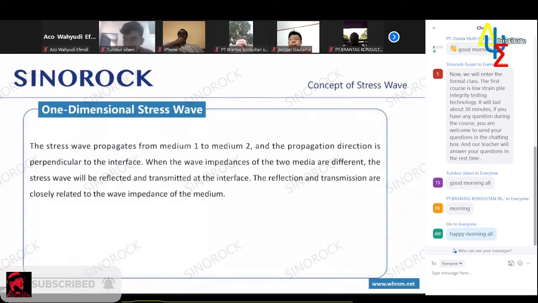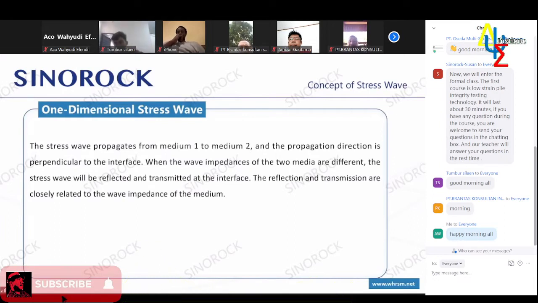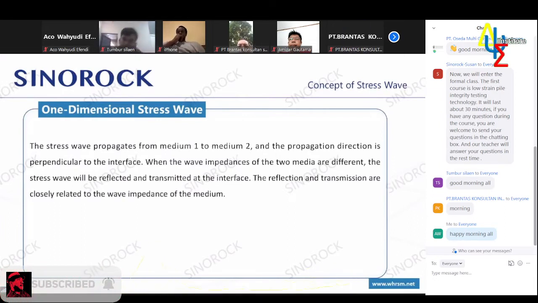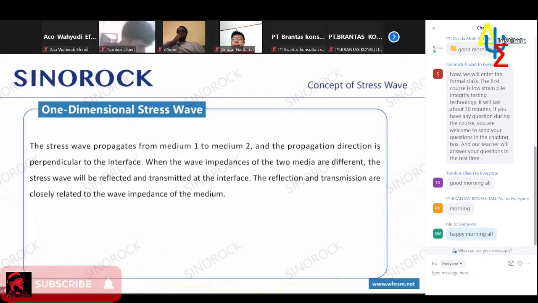Generally speaking, when we do experiments or tests, when the stress wave propagates from medium 1 to medium 2, the direction of stress wave propagation is often perpendicular to the interface of the two media. So when the wave impedance of the two media is different, the stress wave will reflect and transmit at the interface, and the reflection and transmission are closely related to the change of the wave impedance of the media.